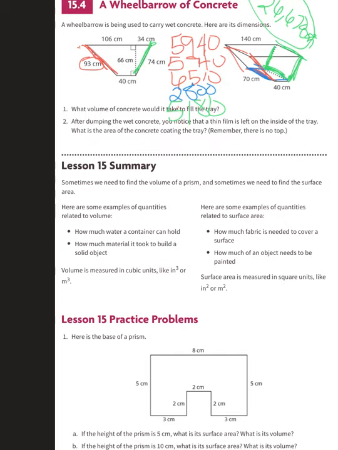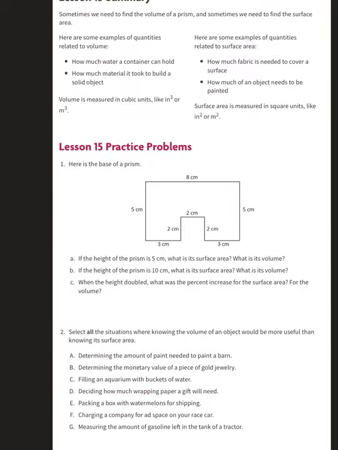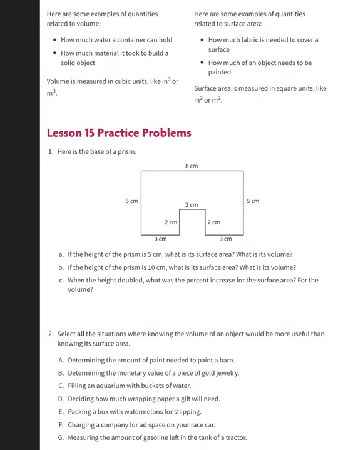Okay, so let's look at the assignment. Number 1, we are going to do letter A. So it says that the height of the prism is 5 centimeters. What is its surface area, and what is its volume? So remember, volume is the area of your base times how tall it is. Surface area is all the sides added together. So there is no formula for this shape right here. So I'm going to break it up into 3 rectangles. The bottom 2 are identical, and then we have the top skinny one.